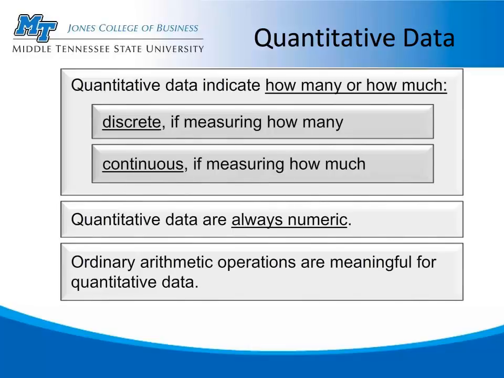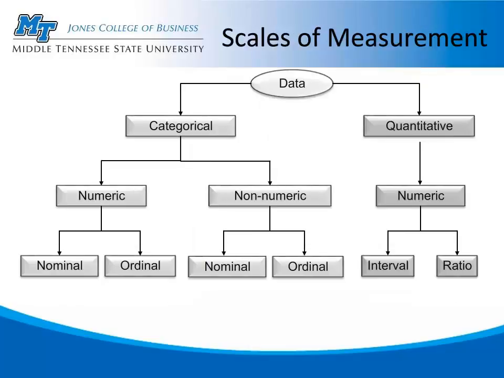If you have something that's discrete, you're going to get to a point to where it's either this value or it's that value. It's not possible to have a value in between. But you're always going to have numbers if you're dealing with something that's quantitative. And most of your arithmetic calculations are going to be meaningful for that type of data.